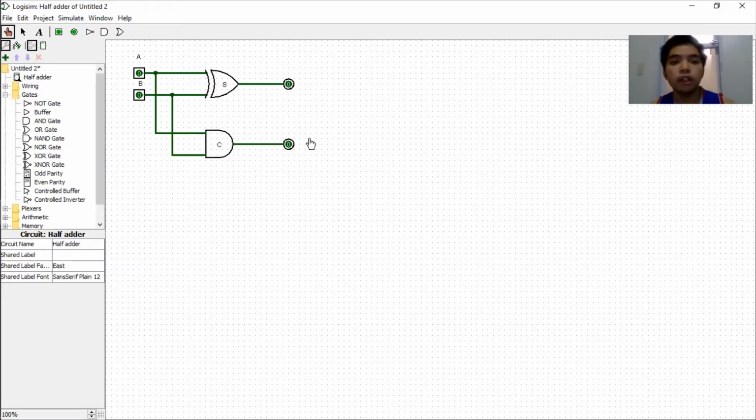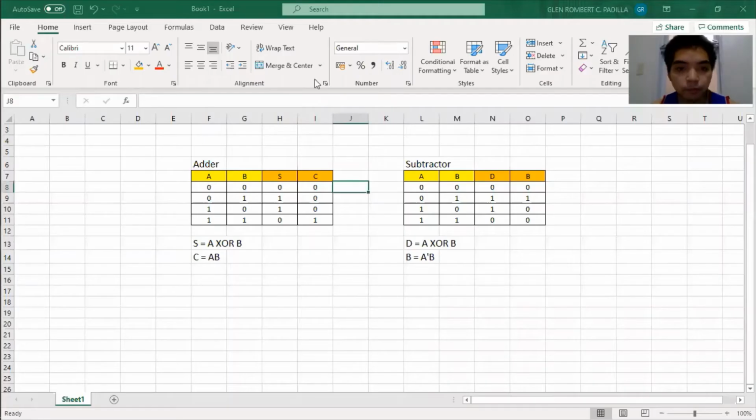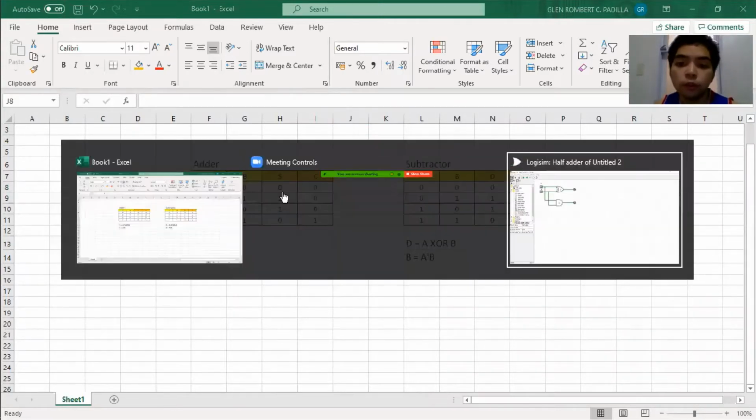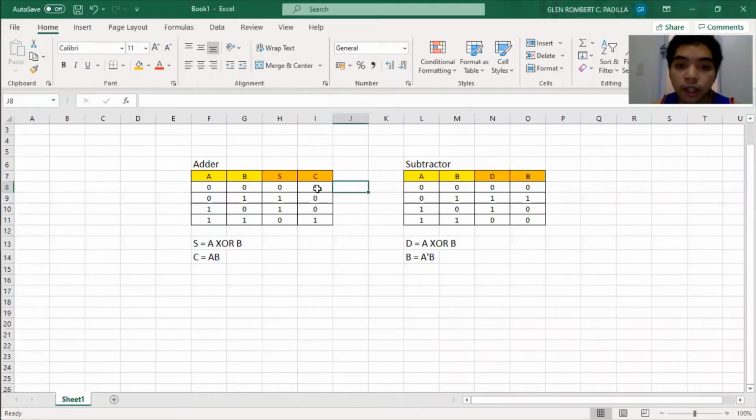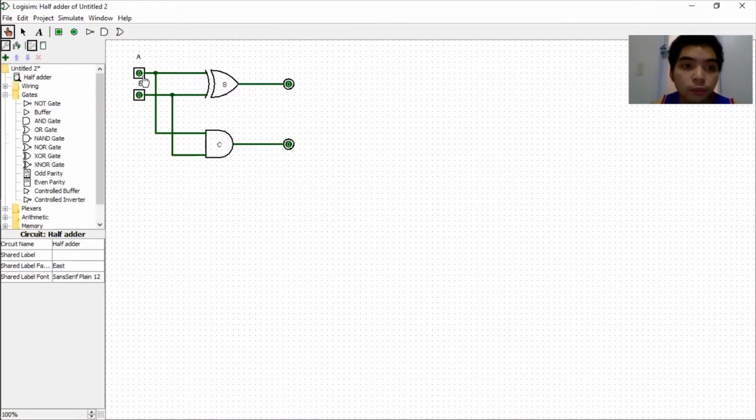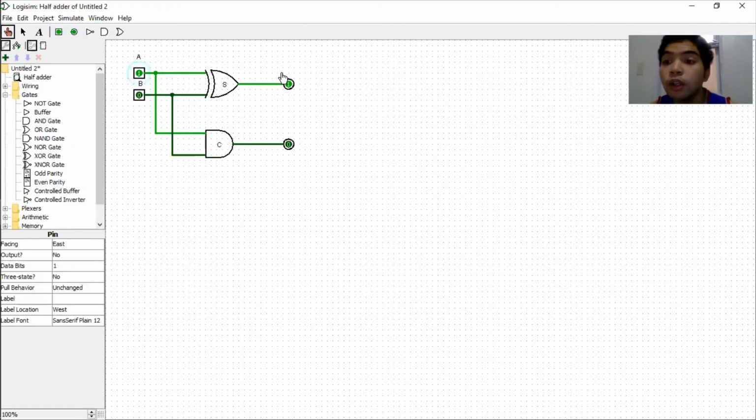As we can see in this table, if 0 plus 0, the sum must also be 0, and the carry must also be 0. But if we add 1 and 0, the sum is 1 and the carry is 0. But if we add both 1 and 1, the sum is 0 and the carry is 1. So this circuit is the half adder.